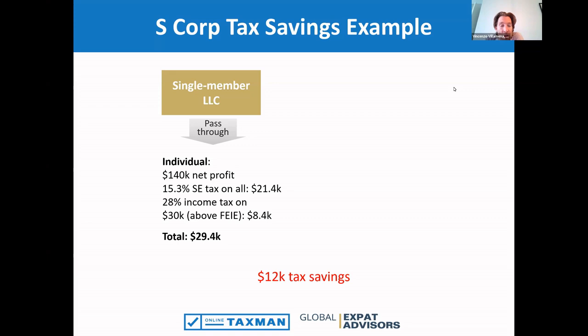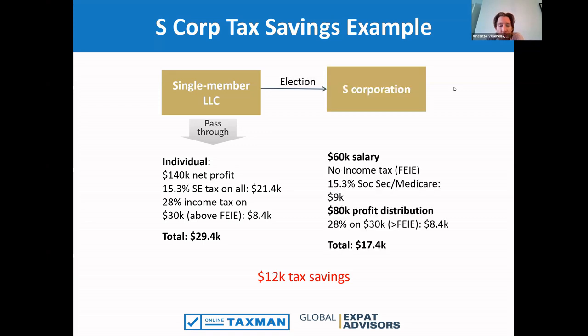So then what happens if you elect to be an S corp? You elect to be an S corp, and of the 140K, you take a 60,000 salary. Now that salary is still subject to Social Security, Medicare, FICA, right? So that's 9%, 9K. But then the other 80K is what's known as a profit distribution, right? So it's not subject to the 15.3%. So then you're only paying tax on this 30K or so that's left over. So it's 8,000. And again, in this example, by only paying the 15.3% on the 60K versus paying it on the full 140K, you're saving roughly $12,000.